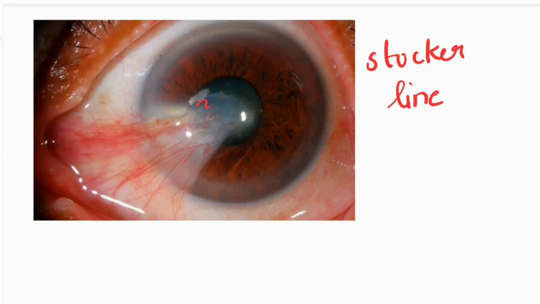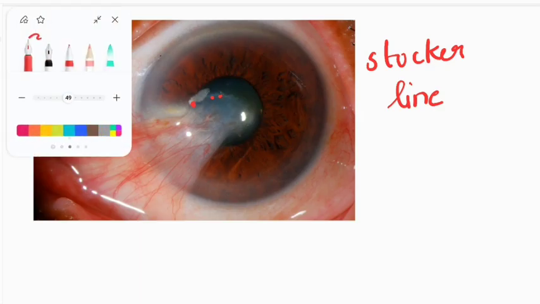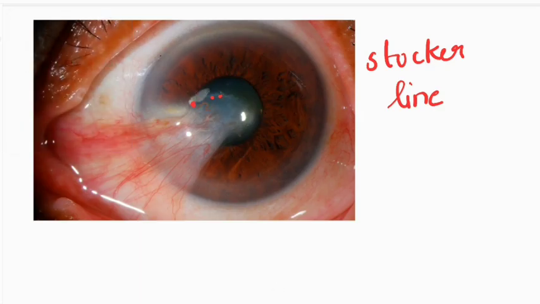See, it is a brown iron deposition seen in the head of the pterygium. So it's not very evident here. You can see brownish. Where is the brown color? It is a brown iron deposition seen in the head of the pterygium.